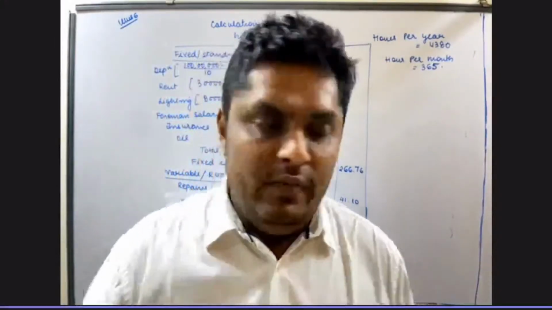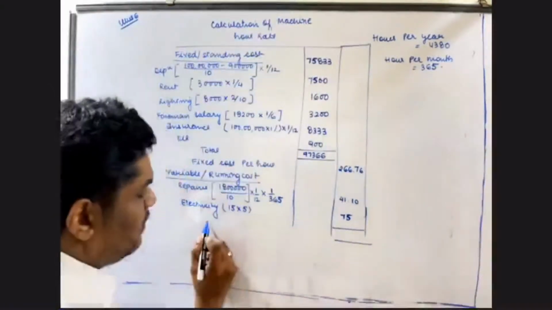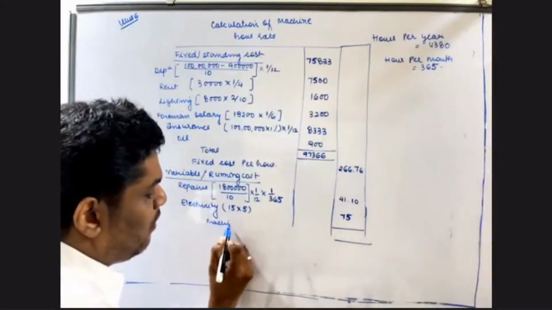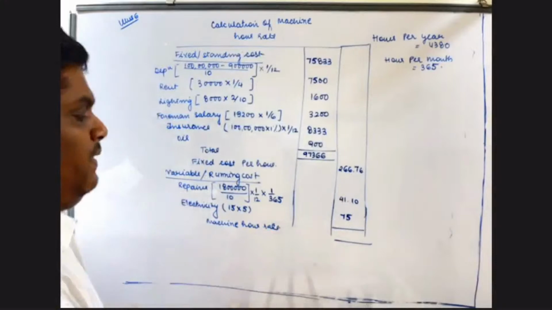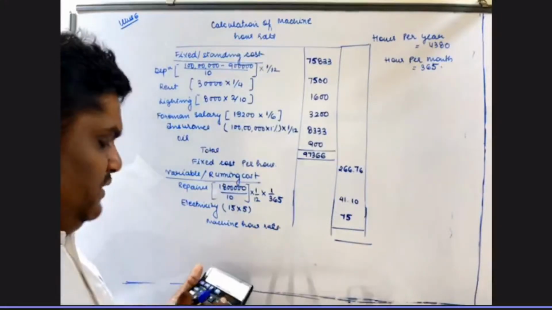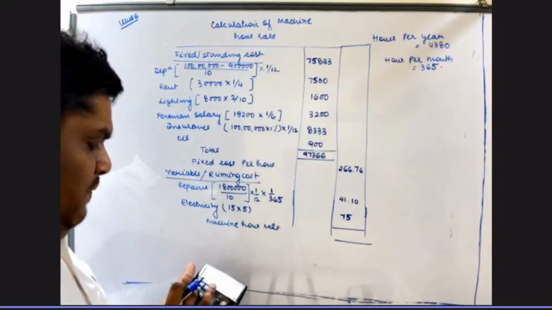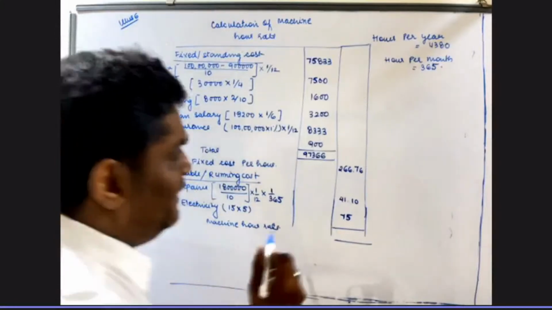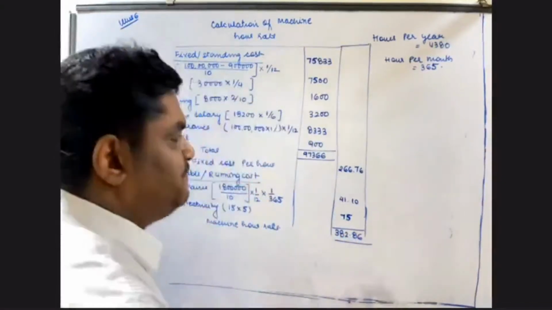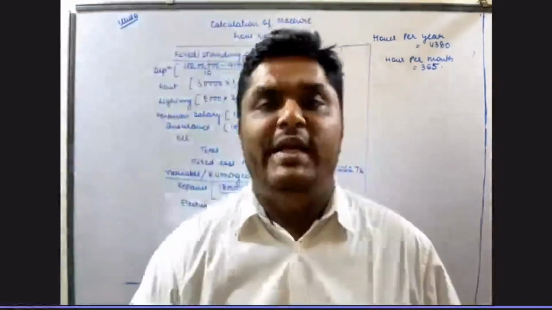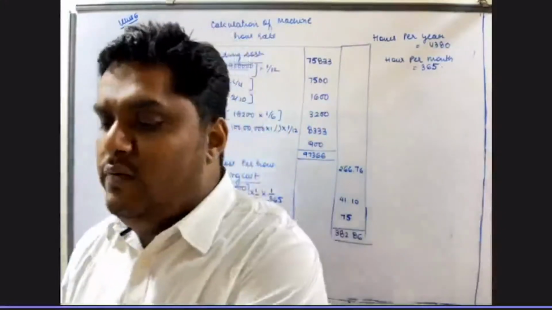So we'll calculate the total cost and that will be the machine hour rate. That is 266.76 plus 41.10 plus 75. 382.86 is my final answer. So this is how we will calculate the machine hour rate.